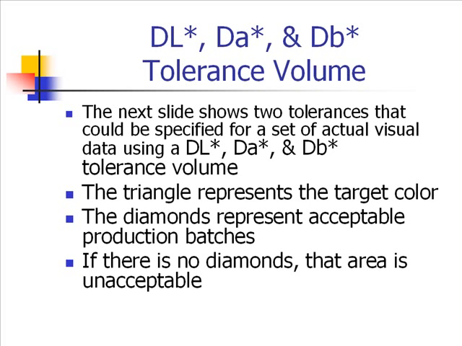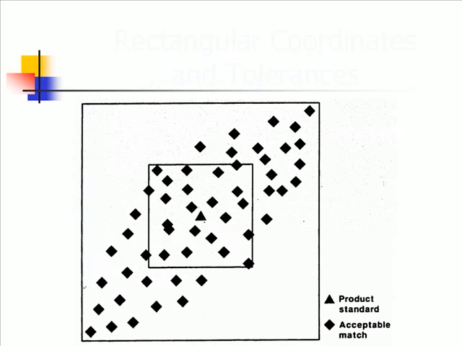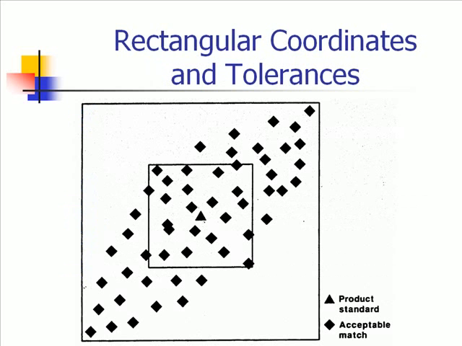The diamonds represent acceptable production batches, actual batches that were made and evaluated visually by someone in this plant. And if there are no diamonds, that area is unacceptable. Mathematically, if we use LAB, we're dealing with rectangular coordinates, so our tolerance volume is actually the shape of a cube. Think of lightness as coming out this way, so this would be three-dimensional. We're looking at kind of a cutaway version.